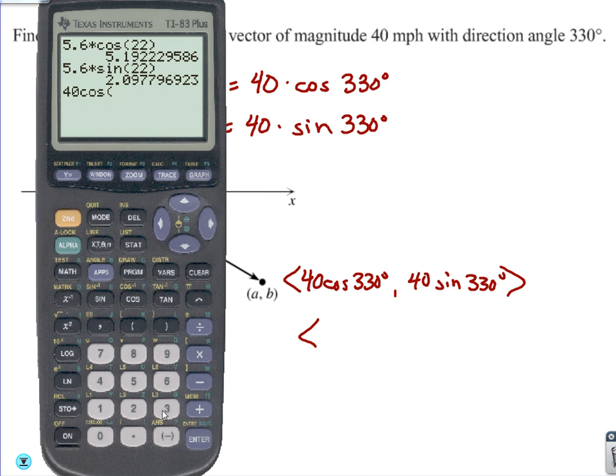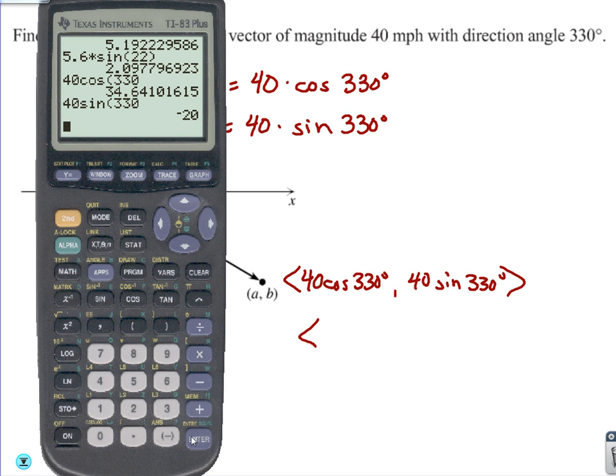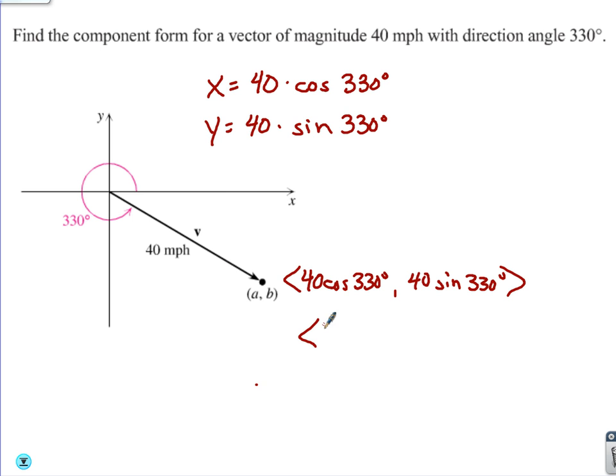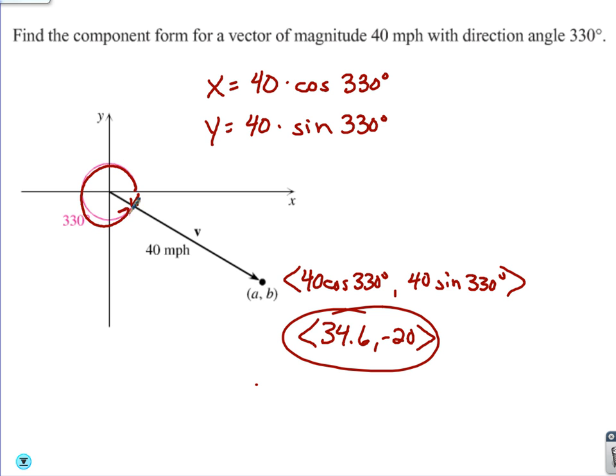Cosine 330, 4 sine 330. So 3.46, negative 4. Pretty easy. Everybody good with that? And notice there I didn't use my reference angle. I didn't use 30 degrees. I used my 330, and if you use the 330, it automatically gives you your signs. Sign, sign.